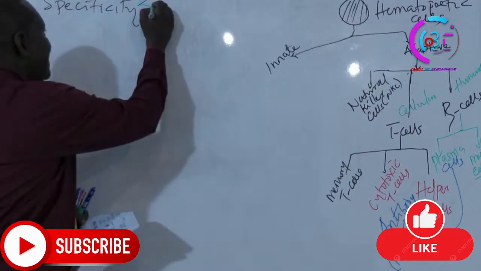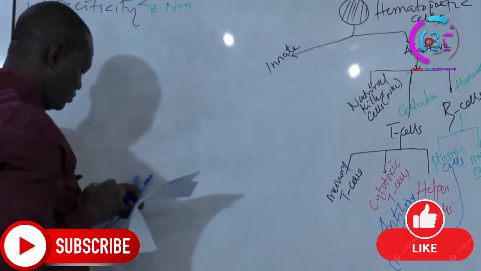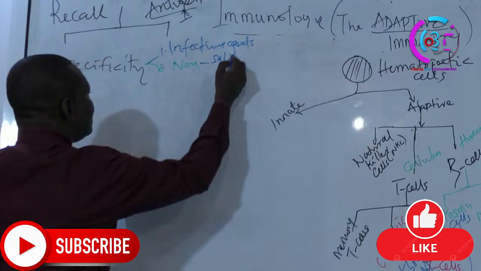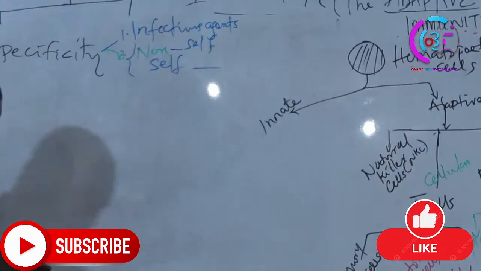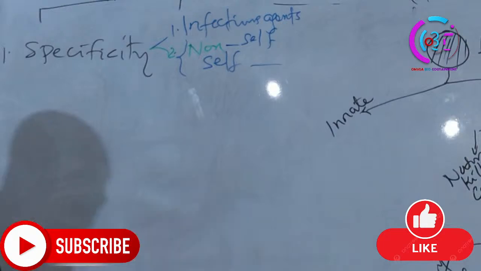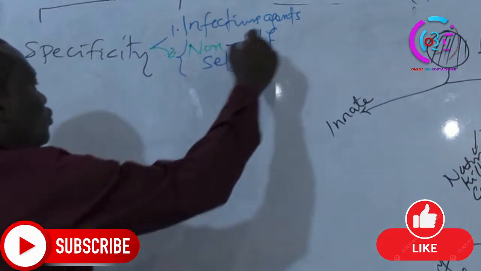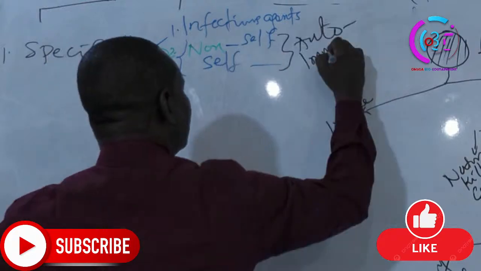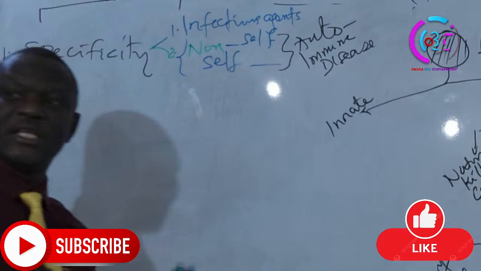Then number two, the adaptive immune system should be able to differentiate non-self and self. If there is a compromise in the adaptive arm of immunity, in their ability to differentiate self from non-self, it will lead to what is called autoimmune diseases, like arthritis, diabetes type 2.